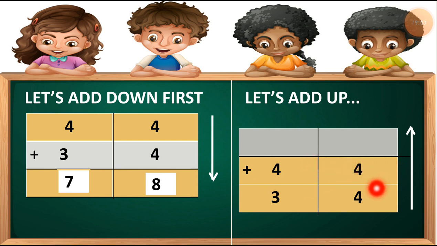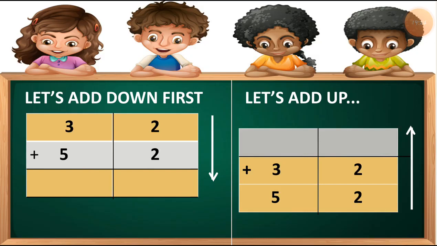Let's check. Here is 4 plus 4, so the answer is 8. And at the tens column, 3 plus 4, so the answer 7 will come. So you can see here the same answers will come on both sides, which is 78 and also 78. So this our answer is right.